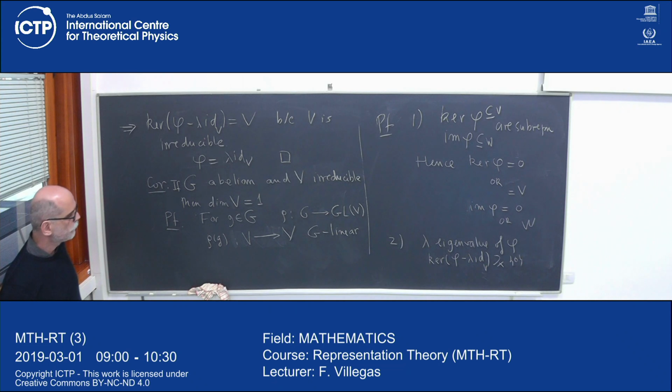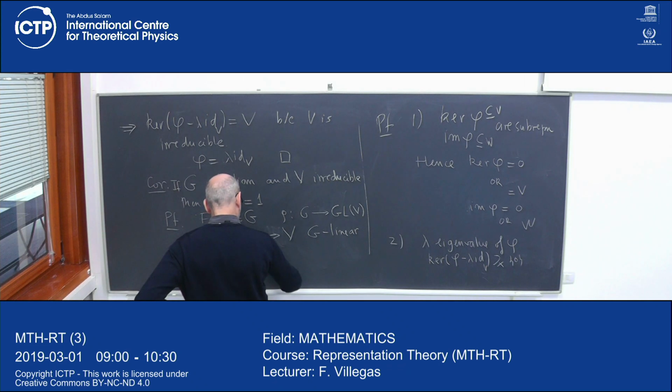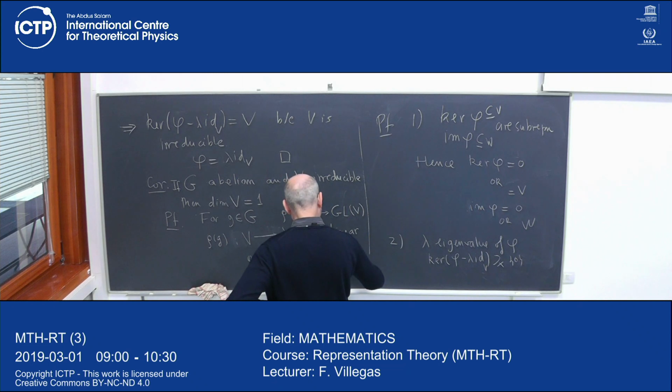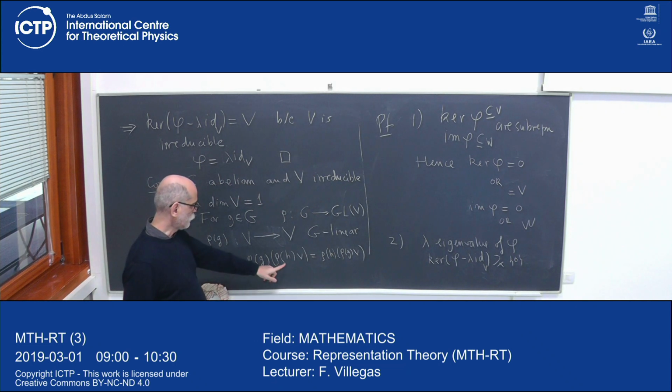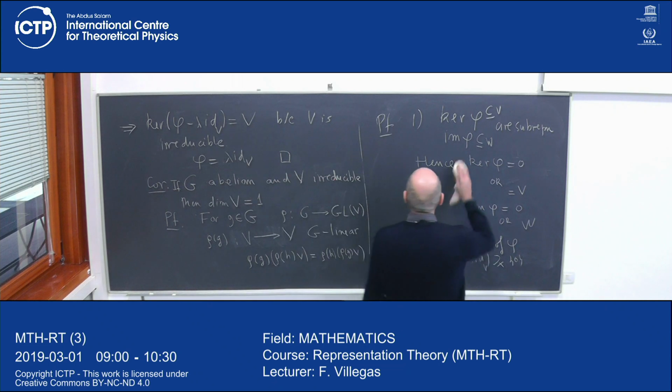Because by commutativity, if I have some other rho of h of V, this is the same as rho of h, rho of g of V, because the group is abelian. So rho of g, viewed simply as a linear map from V to V, commutes with multiplication by the group action, and that's what we call G-linear.